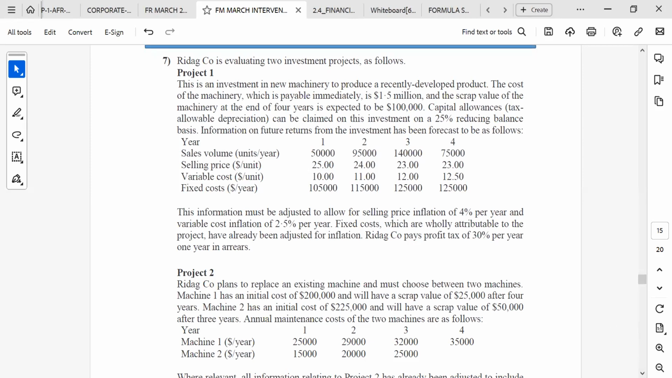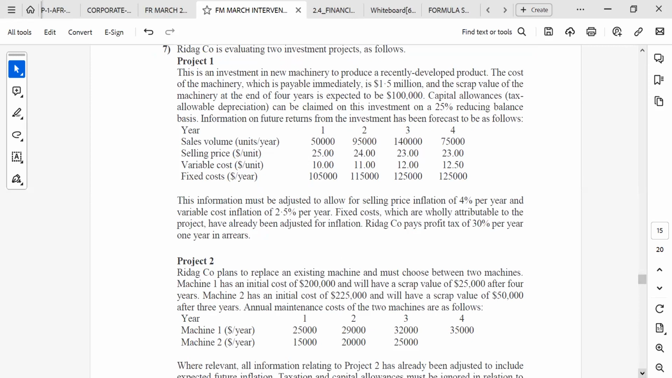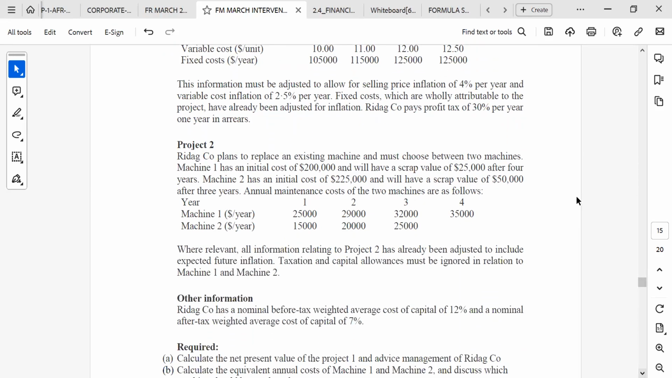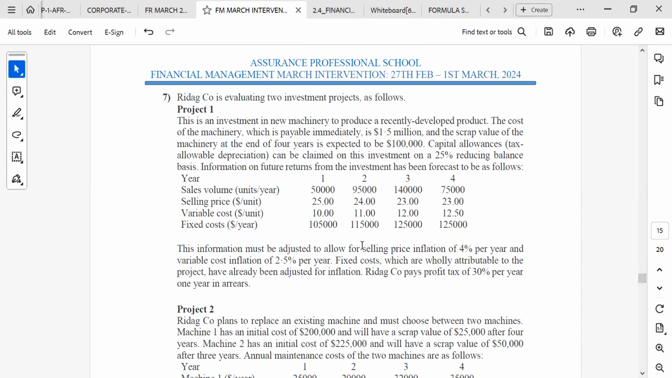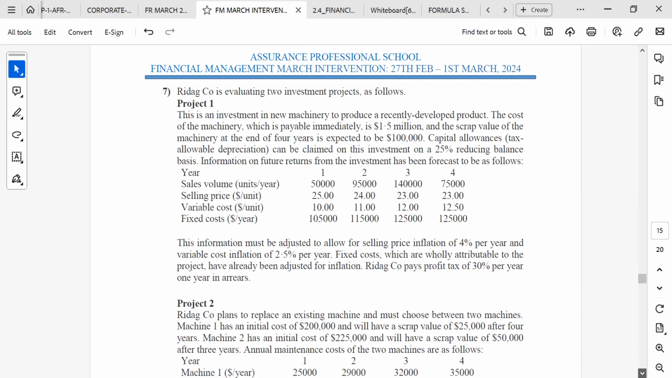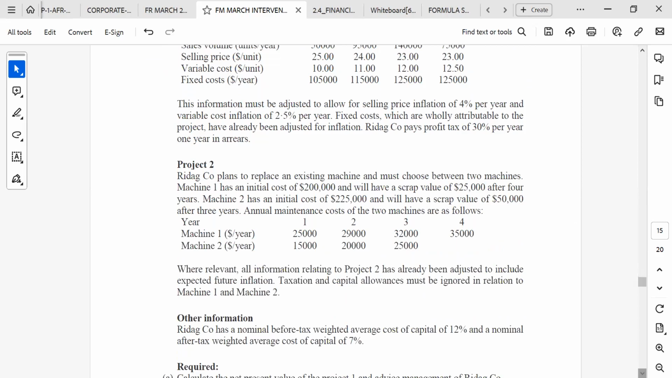Okay, we are still calculating the cost though. The difference is just like what we know in financial reporting. So let's move on to asset replacement decision. The question 7 is about NPV, so I will not bother myself about project 1. I will just move to project 2, which is about asset replacement decision.